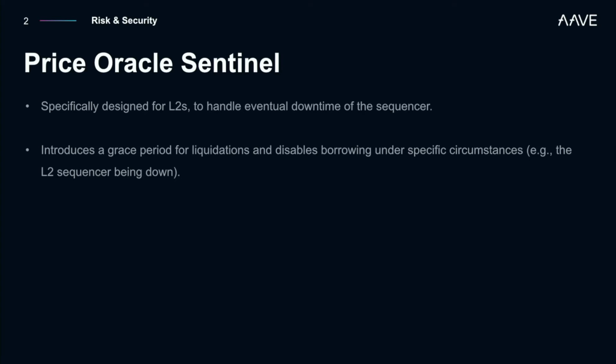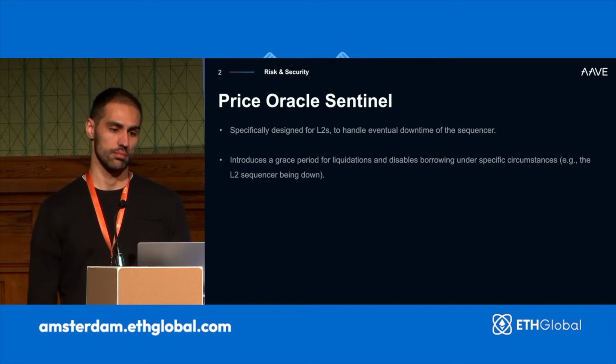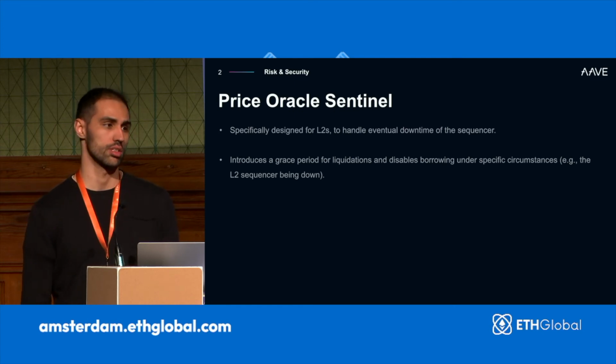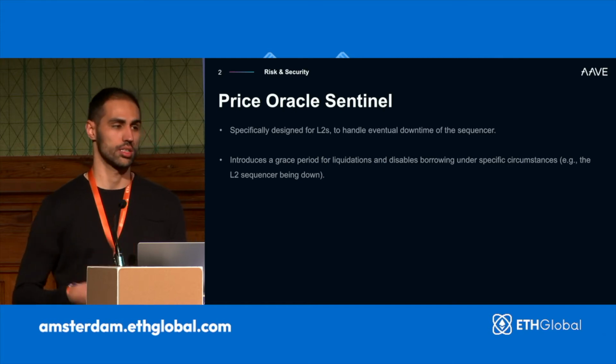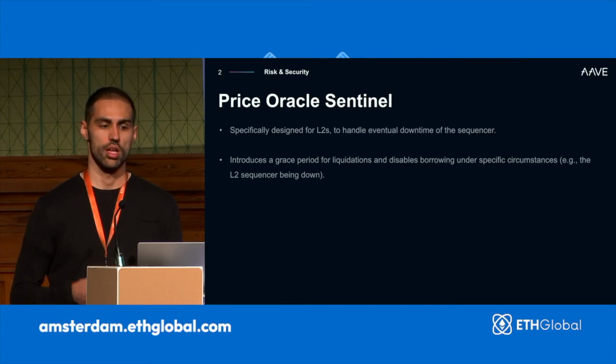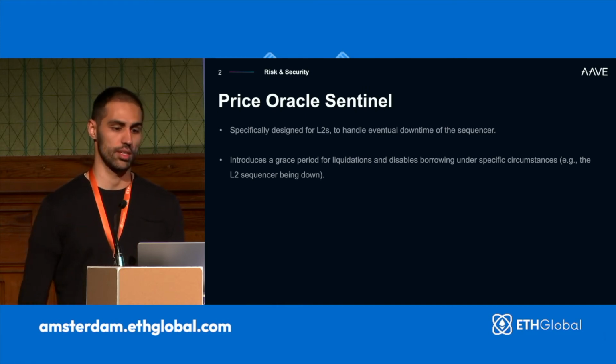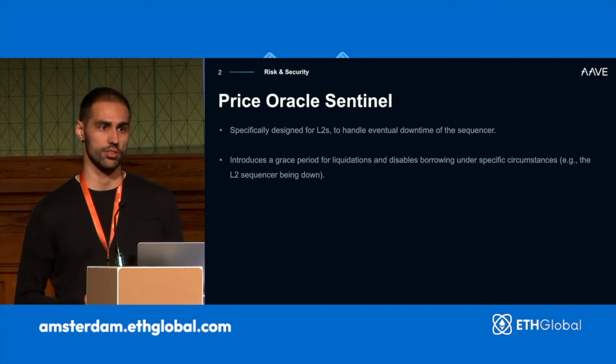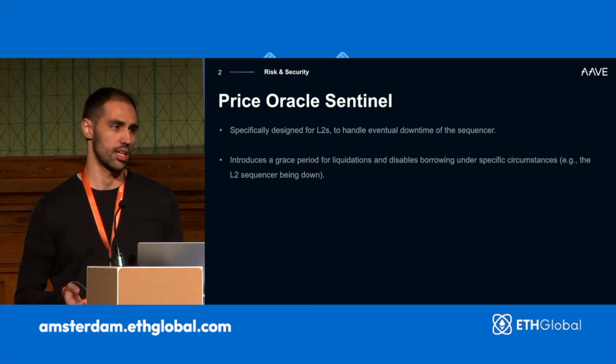Also, the price oracle sentinel. This oracle is really specific for layer 2s, because it increases the experience of the users in those networks. This price oracle sentinel allows handling eventual downtime of the sequencer. As you may already know, the sequencers are the entities in charge of submitting and settling transactions in the network. So if the sequencer goes down, then the network essentially stops working.